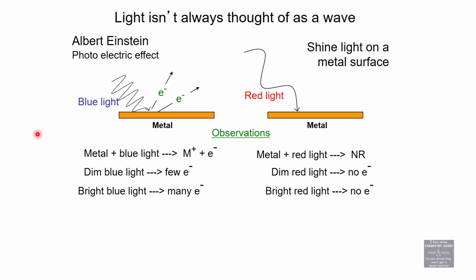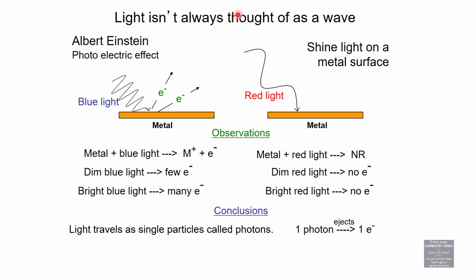So from these experiments and more, he concluded, it must mean my light is not just traveling as a wave. It's not just behaving as a wave. It must be acting as a particle as well. A particle that he called a photon. What is a photon? It's a tiny particle of light. So when a photon of the right energy hits this metal, it ejects a single electron.